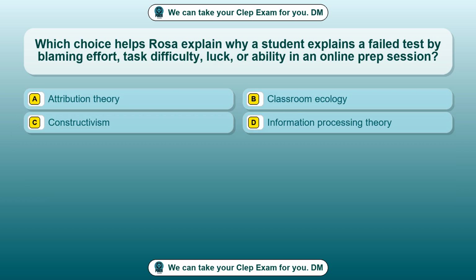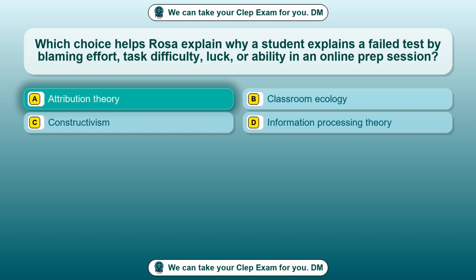Question 30. Which choice helps Rosa explain why a student explains a failed test by blaming effort, task difficulty, luck, or ability in an online prep session? Option A, attribution theory. Option B, classroom ecology. Option C, constructivism. Option D, information processing theory. The correct answer is option A, attribution theory.